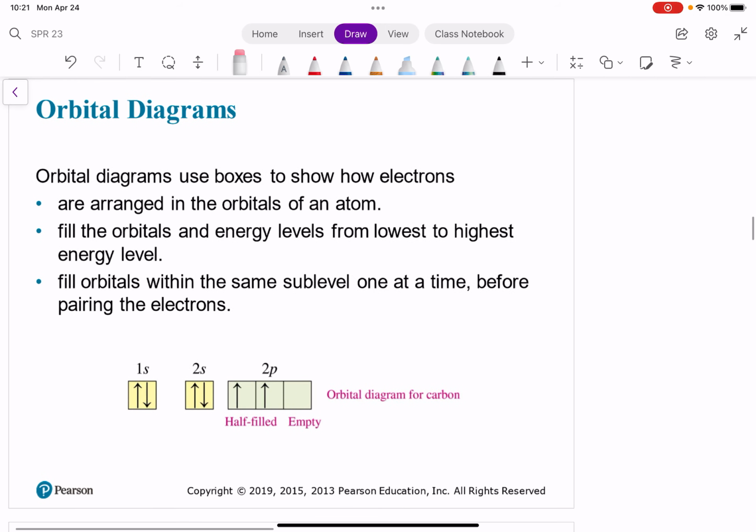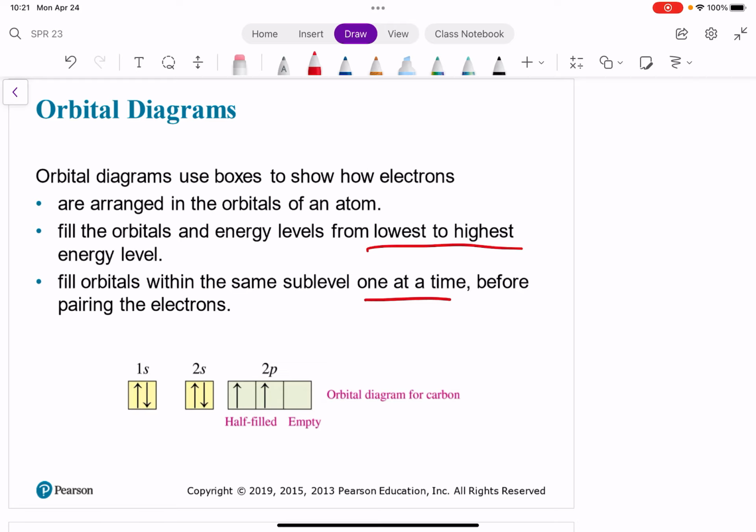So orbital diagrams, remember, orbital diagrams use boxes to show electrons. I talked about how each of these boxes are orbitals in the previous video, and that was to get you set up for these orbital diagrams. So within each of those boxes is an orbital, and within those boxes are your electrons. Orbital diagrams use boxes to show how electrons are arranged in the orbitals of an atom, how electrons fill the orbitals and energy levels from lowest to highest energy level, and how electrons fill orbitals within the same sublevel one at a time before pairing electrons.